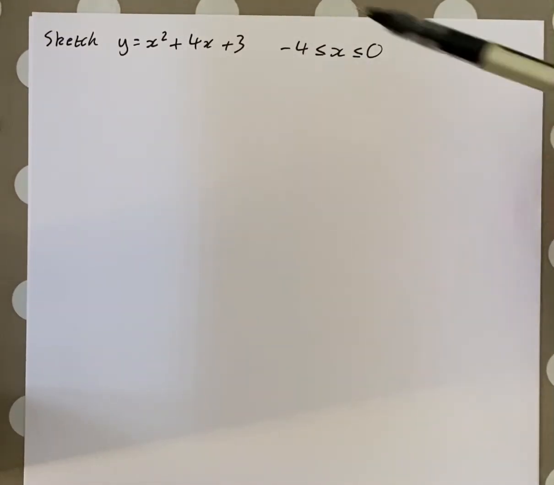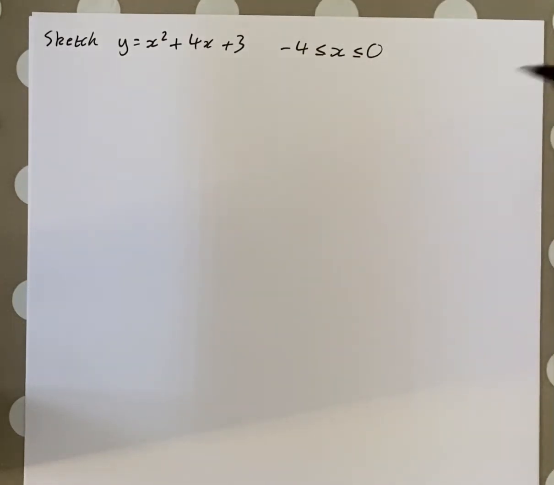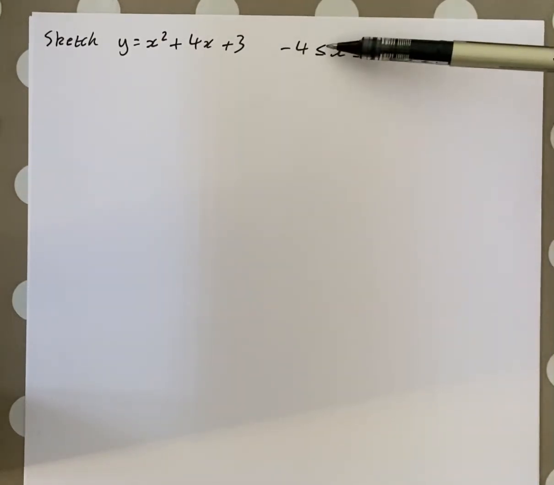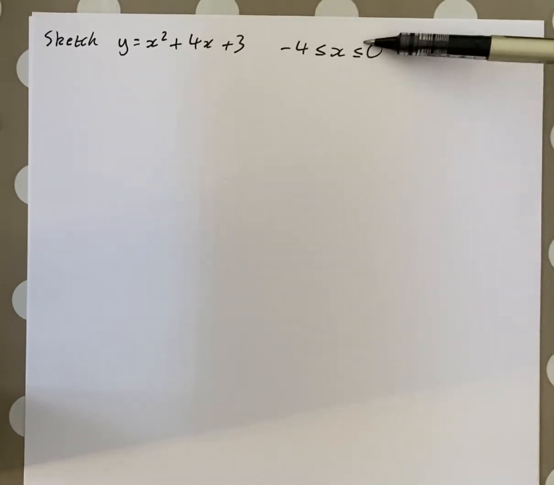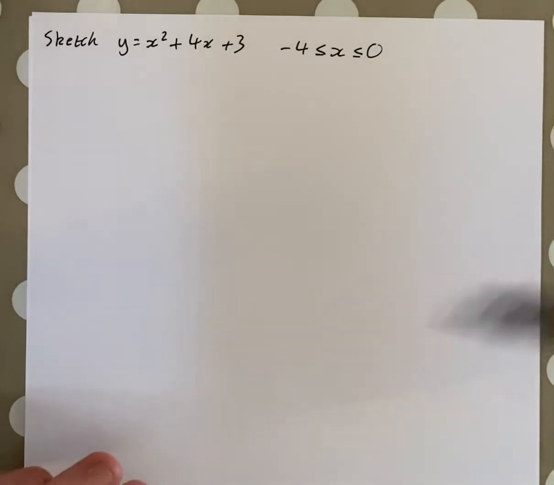Okay, so for each question you're going to do today, you're going to see something like this after it as well. What we're told here is sketch y equals x squared plus 4x plus 3 when negative 4 is less than or equal to x, which is less than or equal to 0. This is basically telling you what your numbers are for x. So we want x to be all the numbers from negative 4 up to 0: negative 4, negative 3, negative 2, negative 1, 0. Whichever numbers you're given on the end of your question, these are the numbers to do on your table.